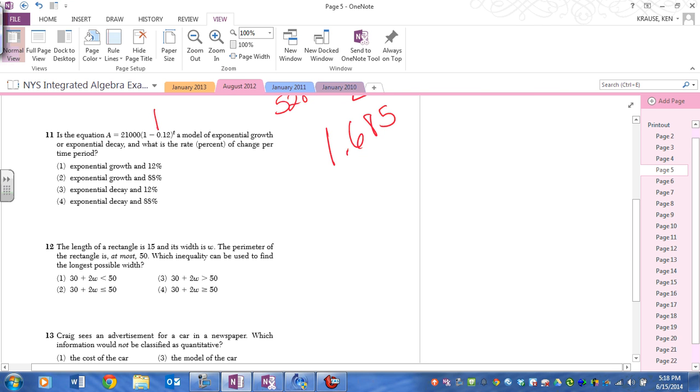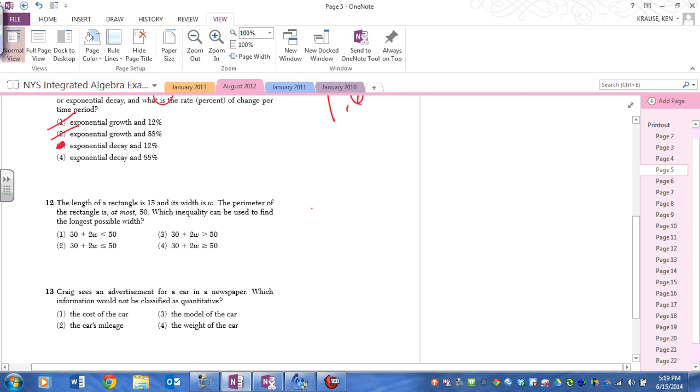Because it's subtracting, it's exponential decay, so it can't be growth. And it's decaying, this is the rate, 12%. So choice 3. Alright, number 12. The length of the rectangle is 15, and its width is W. The perimeter of the rectangle is at most 50, so that means less than or equal to 50.